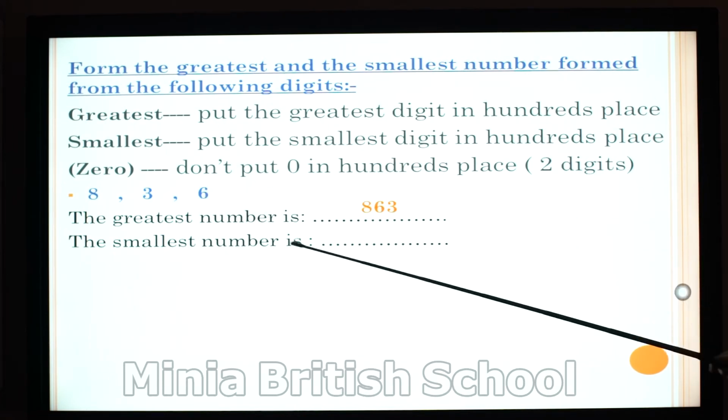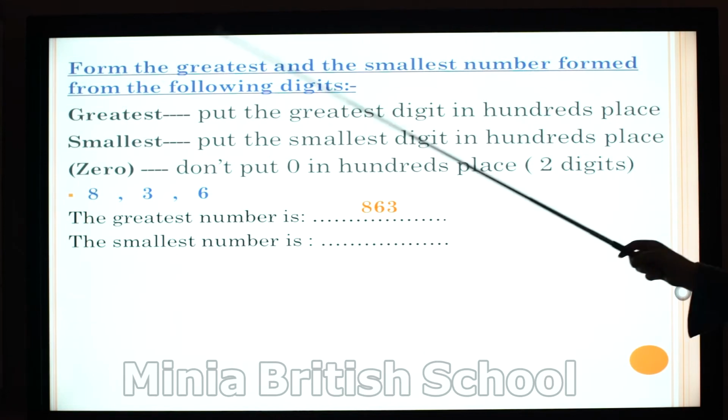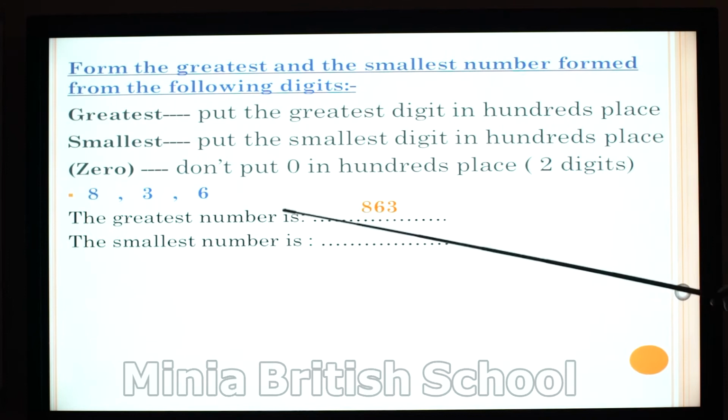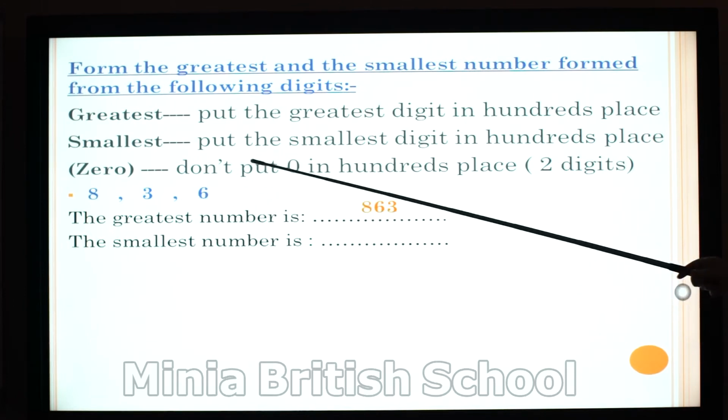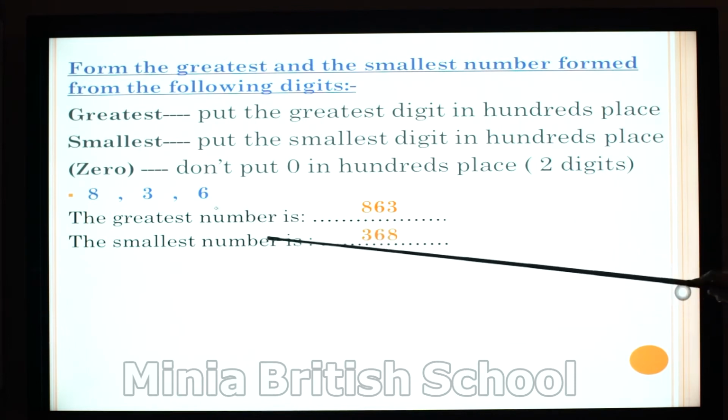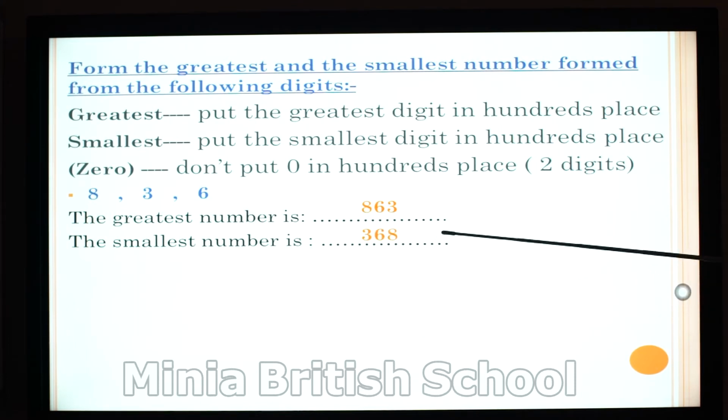Okay, but here the smallest number. I said you have to put the smallest digit in the hundreds place. Where is the smallest digit here? 8 or 3 or 6? Yes, it's 3. So you have to start with 3 in hundreds. Next, 6, and the last digit is 8.